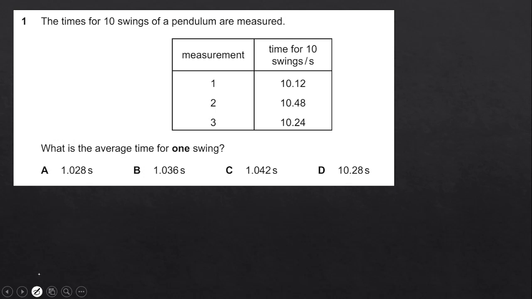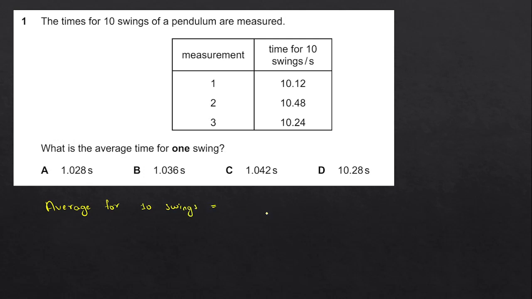We have been given three measurements. The first measurement is 10.12, the second measurement is 10.48 and the third measurement is 10.24. To find the average time of one swing, we have to find the average of 10 swings. So let's figure out what is the average of 10 swings.